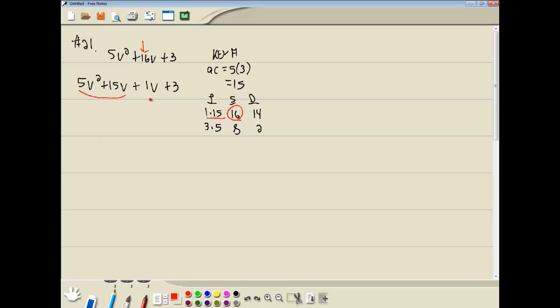Then we factor by grouping. Group first two terms together, group last two terms together. First two terms have a 5v in common, and that gives us v plus 3. Last group has nothing in common, but we can always bring out a 1, and that gives us v plus 3. Again, our goal is to get this parentheses the same as this, which it is. So I'll factor out a v plus 3, and that leaves us 5v plus 1. And that's our answer.